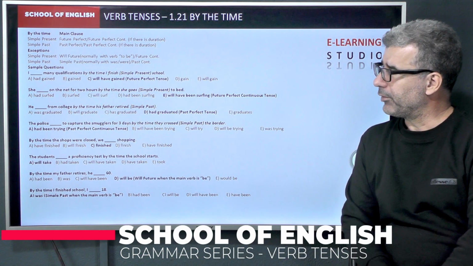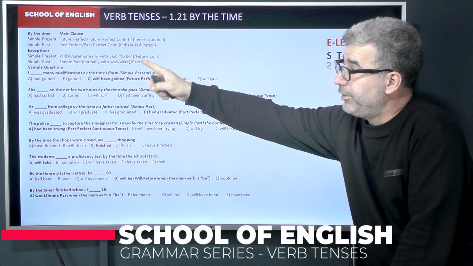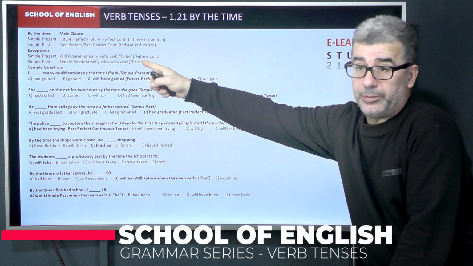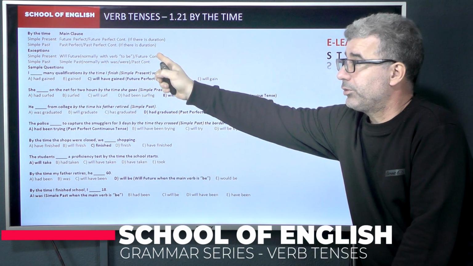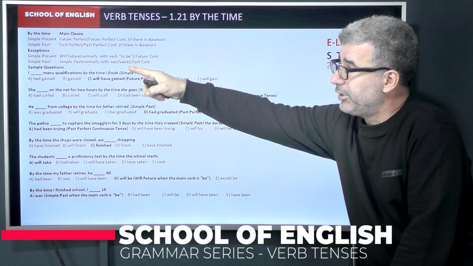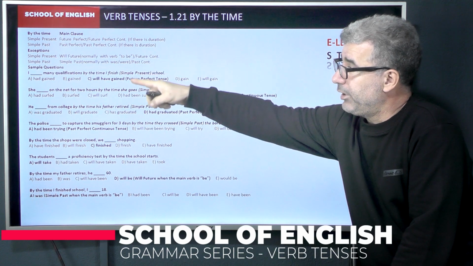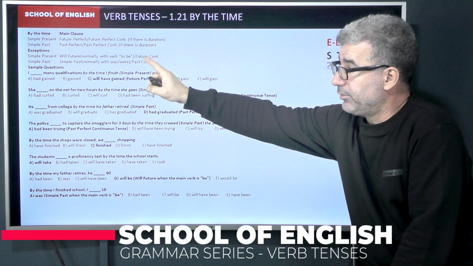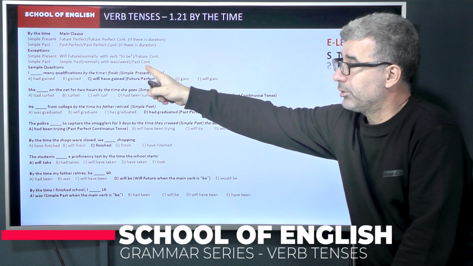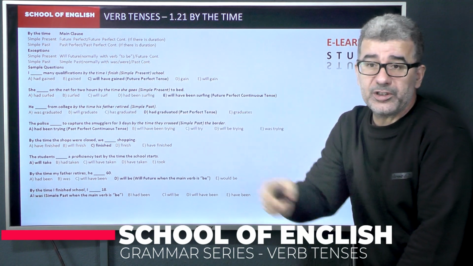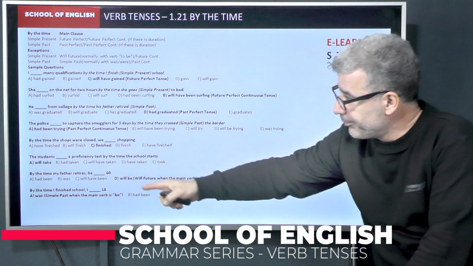Let's have a look. If the main clause is will future with the verb "to be" as the main verb, or future continuous, "by the time" can be used with simple present. If the main clause is simple past but with "was" as the main verb, or past continuous, "by the time" can be used with simple past. Here are their examples. Look.